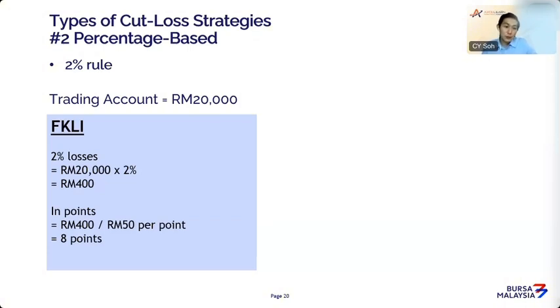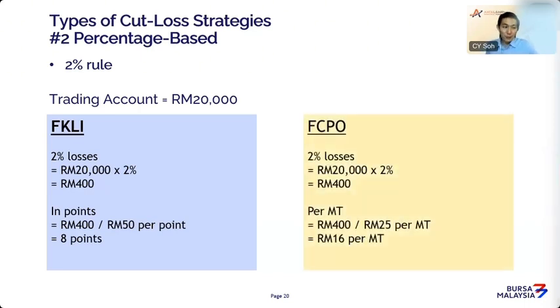So here $400, we need to convert it into points. So divided by $50 per point. For FKLI, it would be 8 points only. It's a very tight range for you to cut loss. For FCPO, your 2% loss again is $400. Convert to points, it would be 16 points only. So you can see, compared to using a fixed dollar amount, your cut loss range can be very tight.